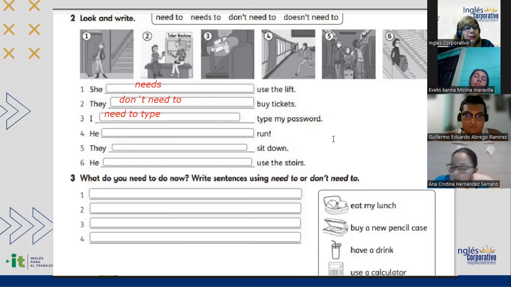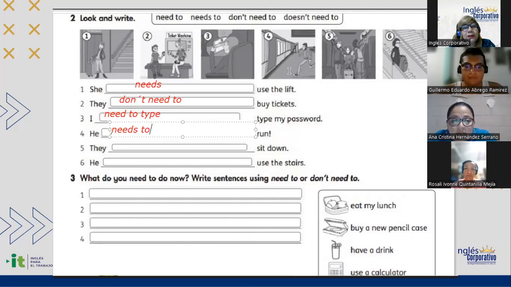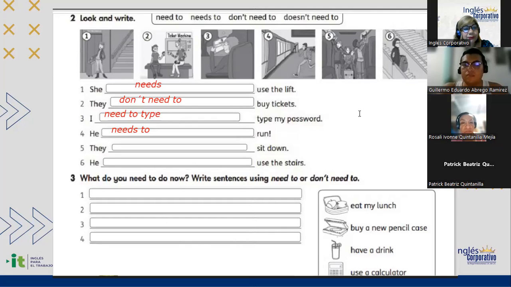Okay, number four, he doesn't need to run or he needs to run? He needs to run. He needs to run. Because he doesn't need, the train leaves him. Okay, number five, they don't need to sit down or they need to sit down? They need to sit down. Need to. Okay, number six. He doesn't need to use the stairs or he needs to use the stairs? He needs to use the stairs.